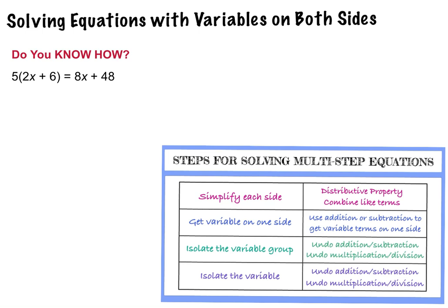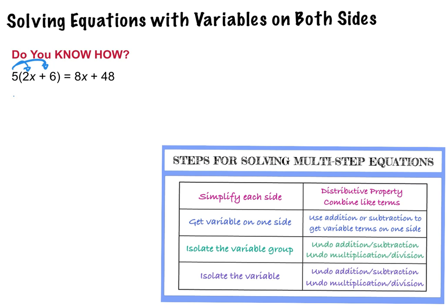Solving equations with variables on both sides. First, you must ensure to simplify both sides of the equation, if necessary. In this problem, I have 5 in front of a parentheses, which means to distribute. So I must distribute first, which means to multiply.